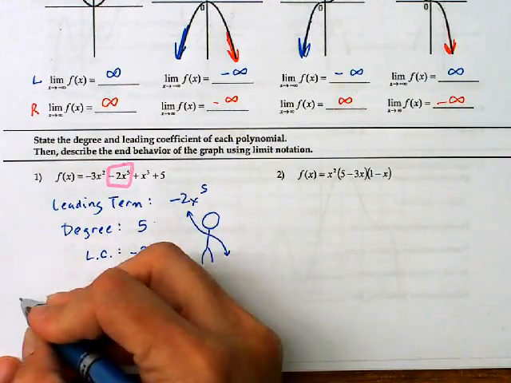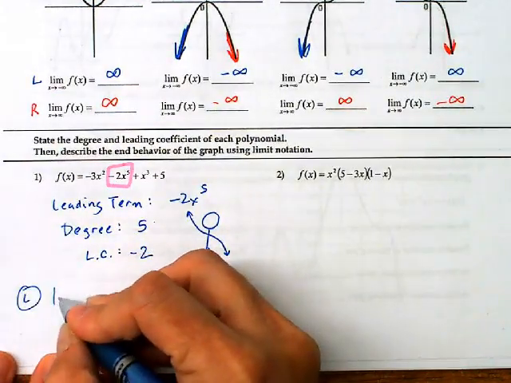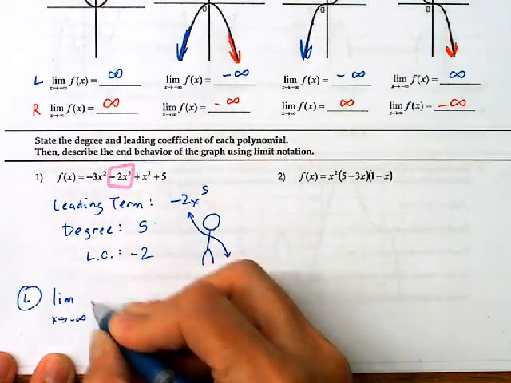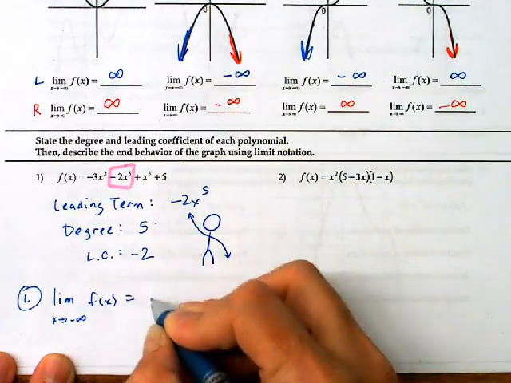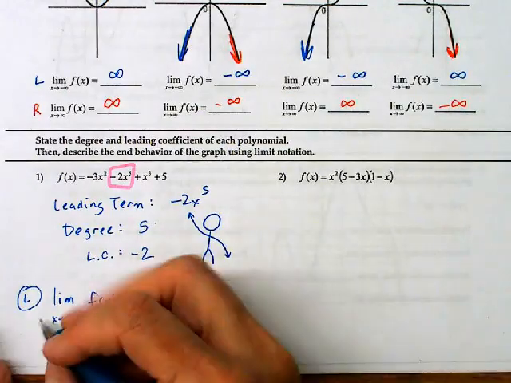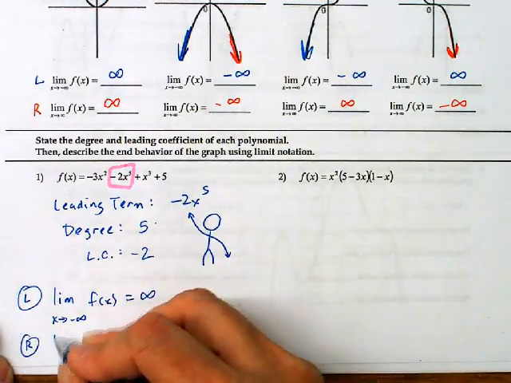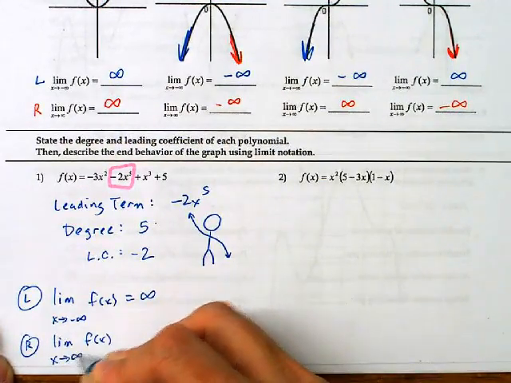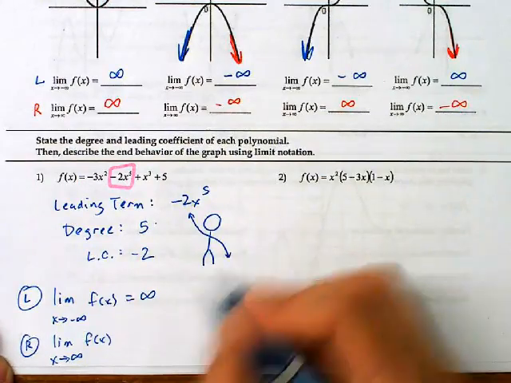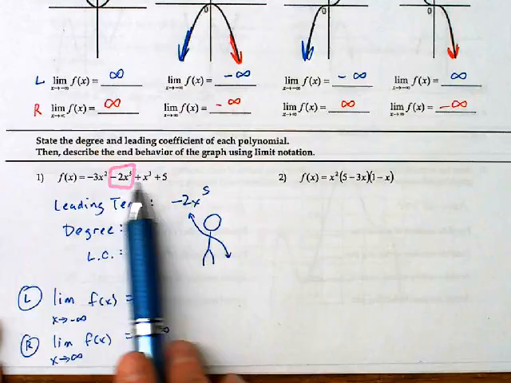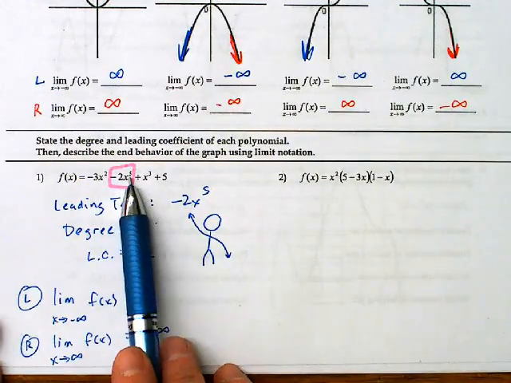So for the left end of it, let's jot this down. We say the limit as x approaches negative infinity of f of x, and we see the left end will point upward, so we've got the infinity. And for the right side, the limit of f of x as x approaches positive infinity, well, we see the right side points down. So that was not a very terrible example. We were very easily able to identify the leading term just by scanning through for the highest exponent.